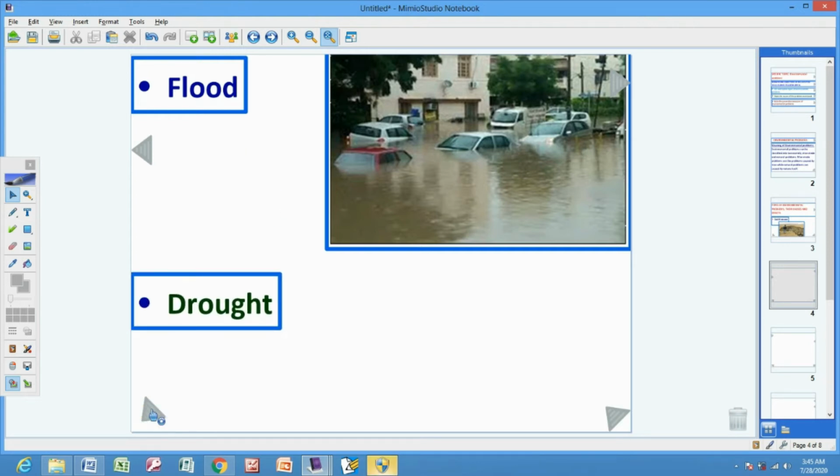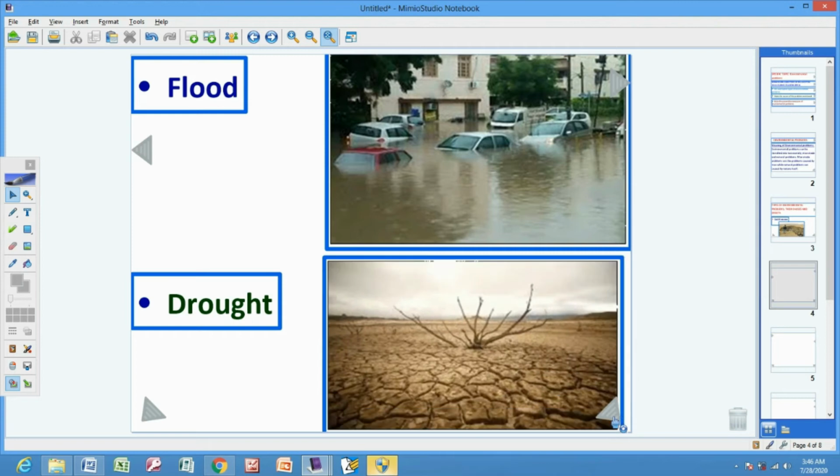Then another one is drought. Drought is a prolonged period of very little rain or no rainfall. It is a period of dry weather. As you can see from the picture, it is a period of dry weather, how dry the land is. And this drought is caused by deforestation.